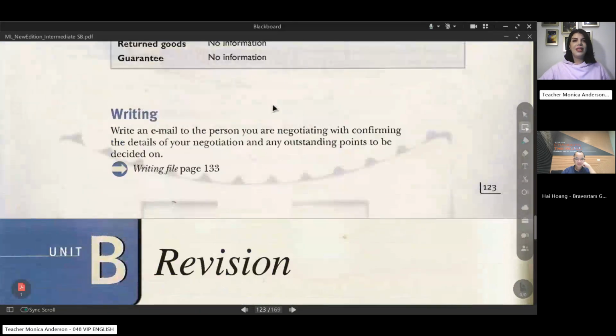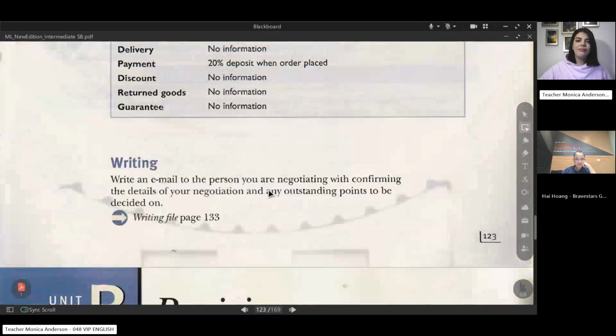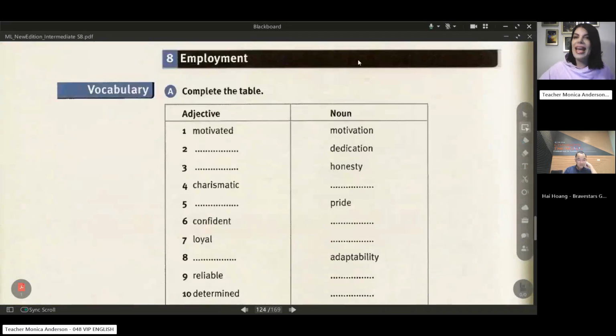So as I remember, yeah. Yes. Let's start. Okay, vocabulary.